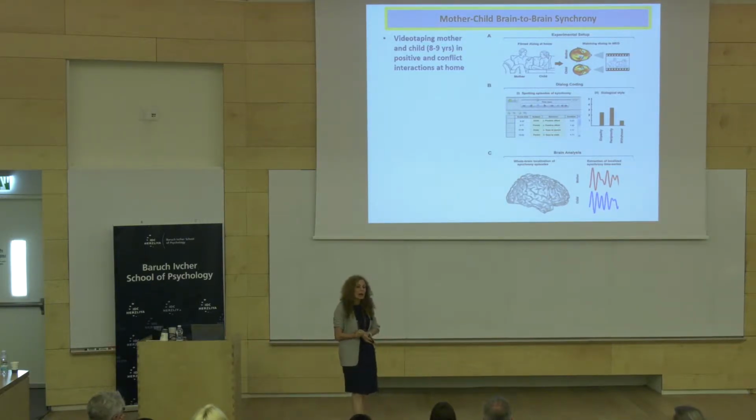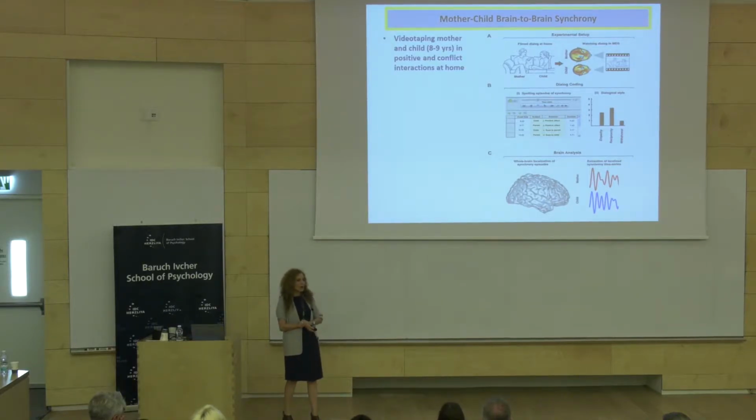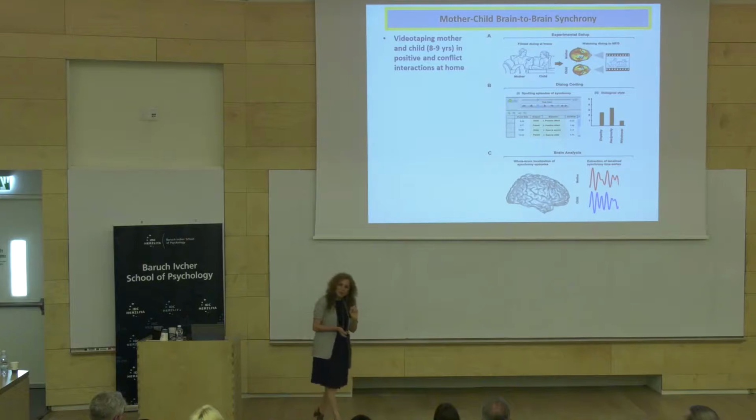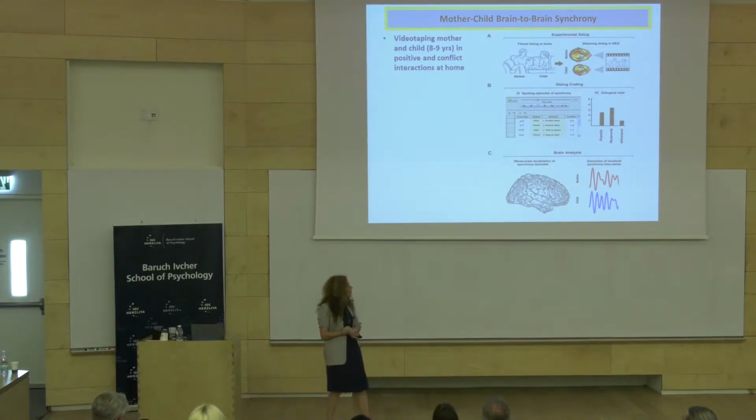And then they had a conflict discussion. We asked them to pick a conflict in the relationship and discuss it. And then we coded the conflict for various global measures like empathy and reciprocity, that would be the interaction. And the positive interaction, like we did in infancy, was micro-coded second by second for gaze and affect synchrony.